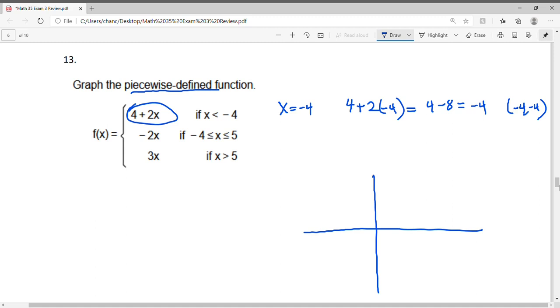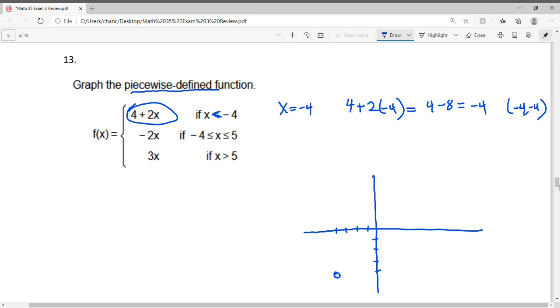That's going to be located here. 1, 2, 3, 4. Now I'm going to use an open circle because we have a less than symbol. It is not included, so we're going to use an open circle.